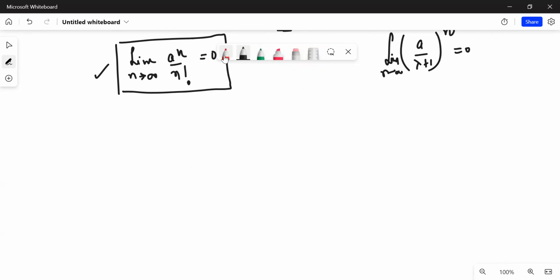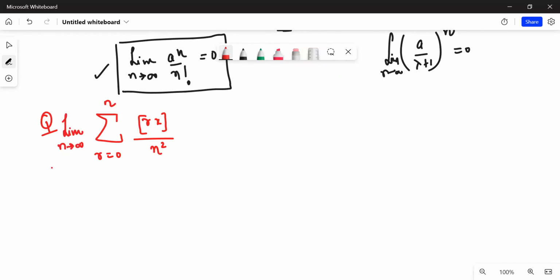So let's say if I give you this question, I think we've done this question, but if you want to do it again, this is the sum r equal to 0 to n of r x, greatest integer, divided by n square, and I'm summing it up, and I'm putting a limit. So what would be an answer to this?